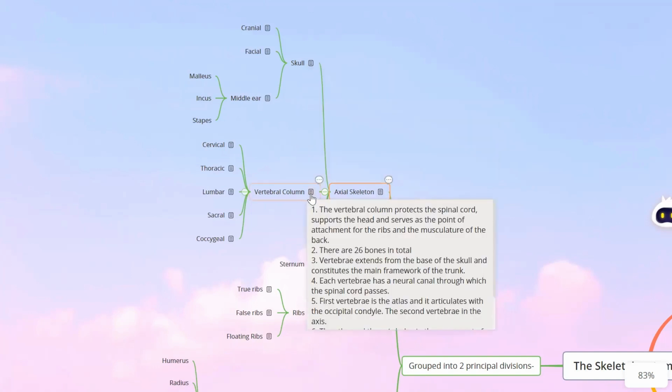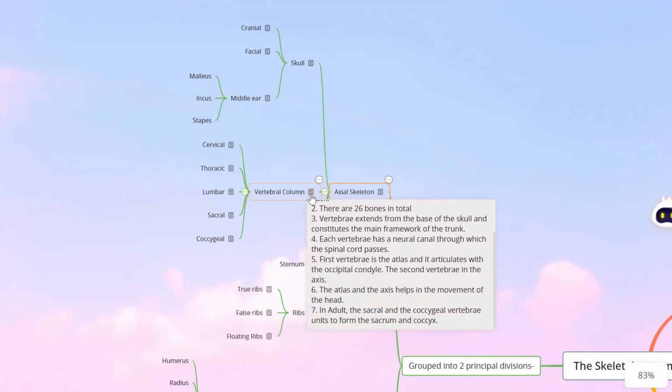Now, the vertebral column protects the spinal cord, supports the head, and serves as a point of attachment for the ribs and the musculature of the back. In total, there are 26 bones in the vertebral column. The vertebrae extend from the base of the skull and constitute the main framework of the trunk. Each vertebra has a neural canal through which the spinal cord passes. The first vertebra is called the atlas, and the second is called the axis.